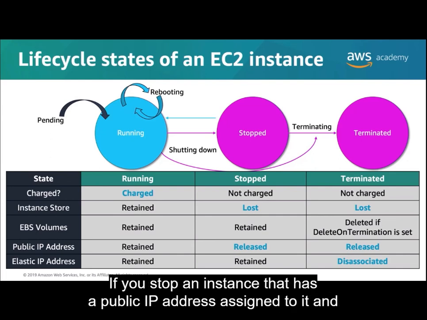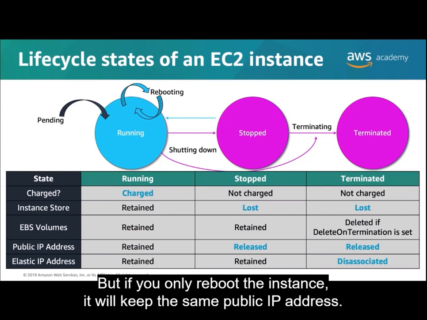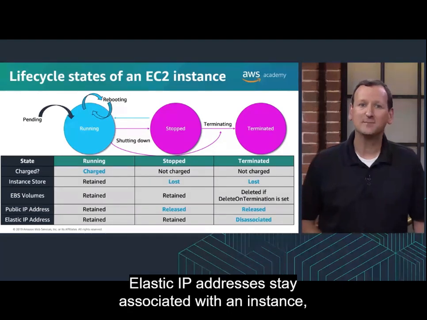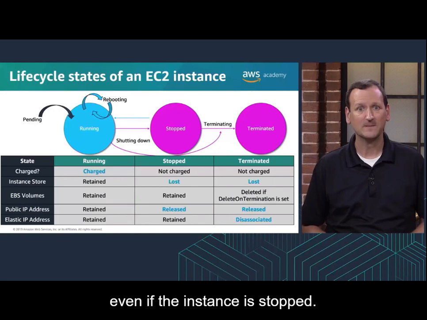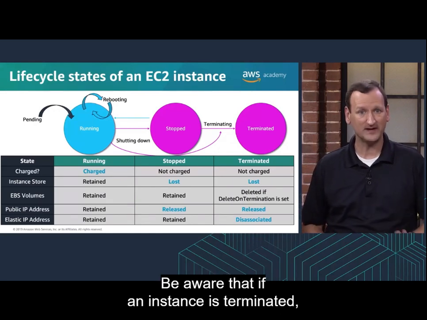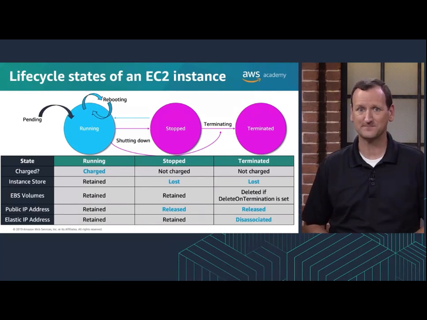If you stop an instance that has a public IP address assigned to it, and you later start it up again, it's going to get a new public IP address. But if you only reboot the instance, it will keep the same public IP address. Elastic IP addresses stay associated with an instance even if the instance is stopped. Be aware that if an instance is terminated, the elastic IP address will then be disassociated from the instance.